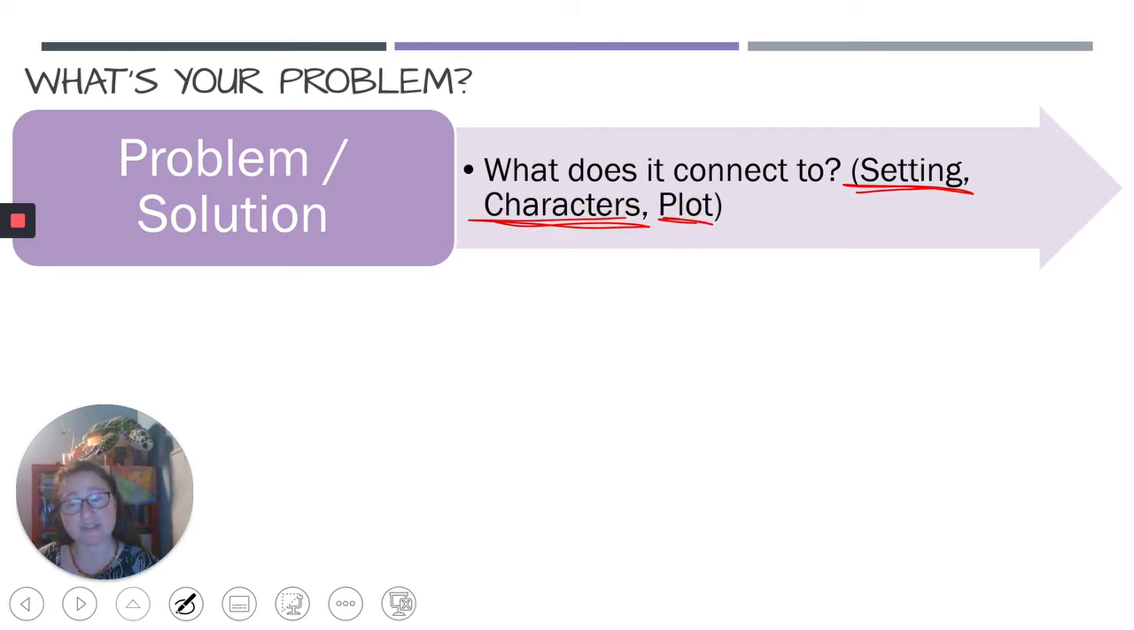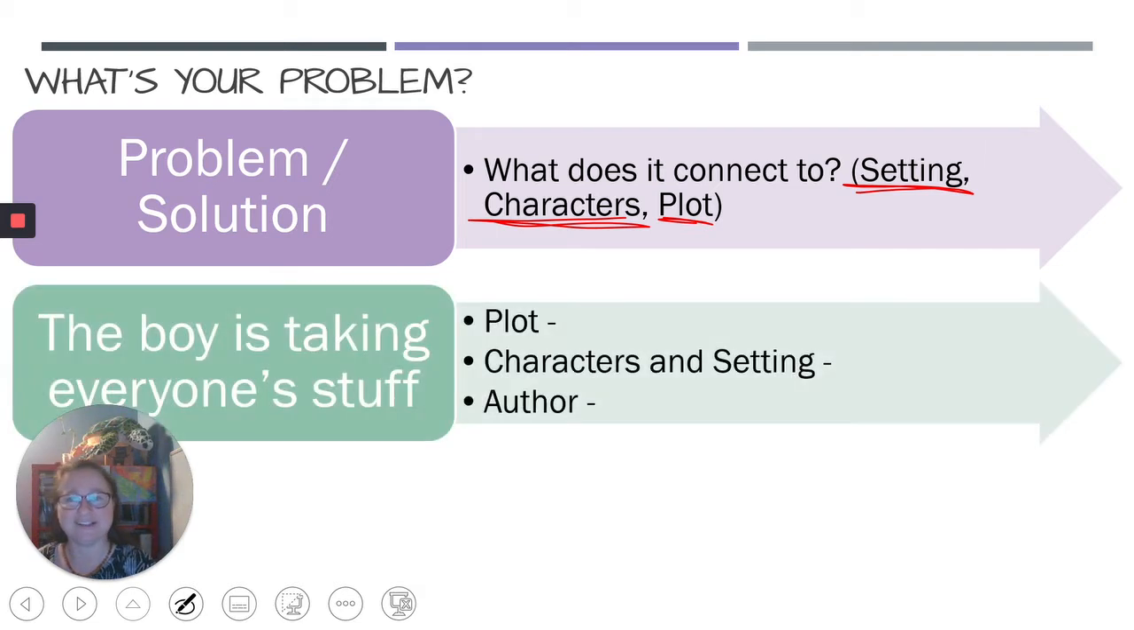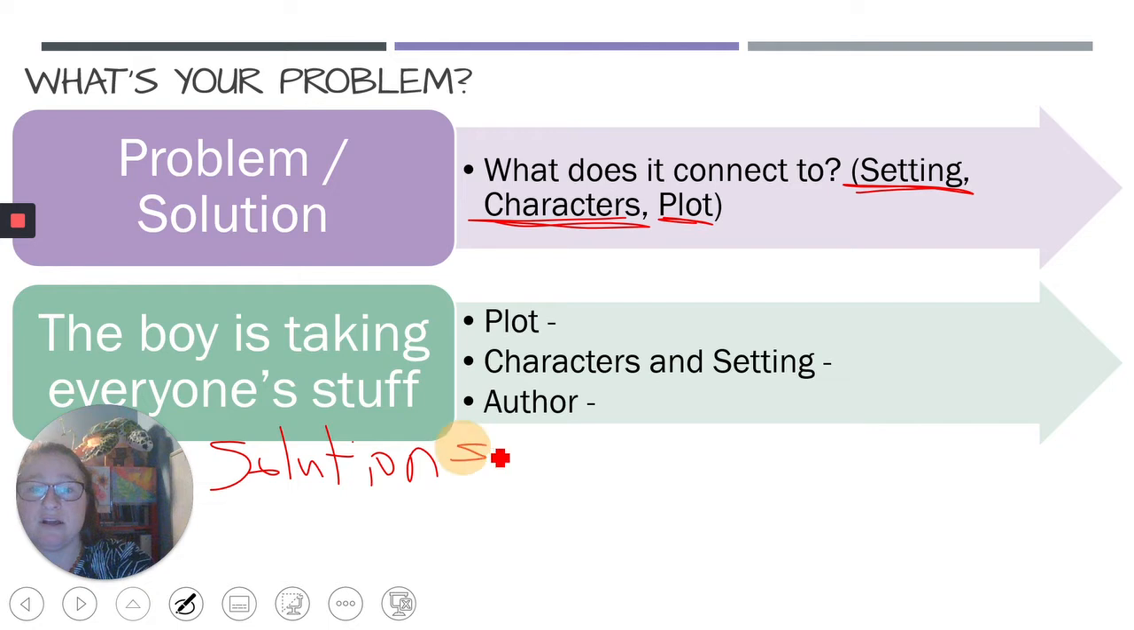Let's take, for example, the story you watched yesterday called Lou. And one of the problems is that the boy is taking everyone's stuff. But I didn't answer, what's the solution? Stop and think for a minute. We know the boy was taking everyone's stuff. How did that problem get solved? I remember. The problem got solved. All right, solution. The problem got solved when the boy gave everything back.